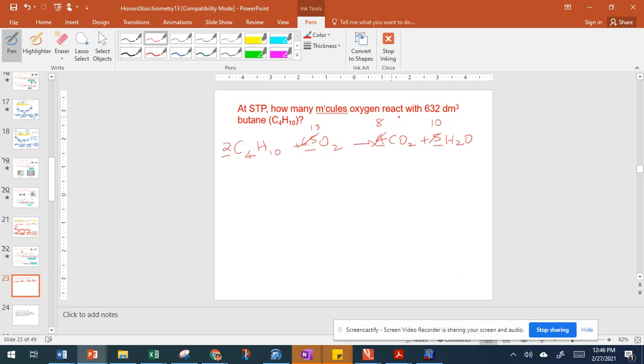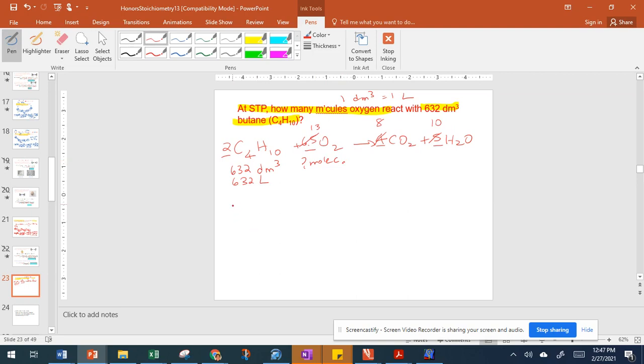So now we're going to write down what we're given. So we have 632 decimeters cubed of butane. Now 1 decimeter cubed is equal to 1 liter. So we're going to put this down as 632 liters. And then we're asked for how many molecules of oxygen gas. So we're going to look for molecules.